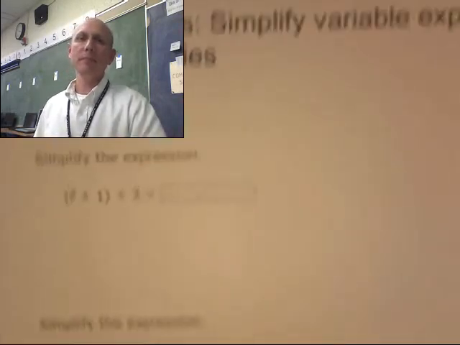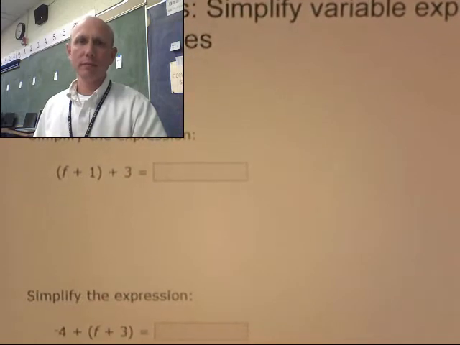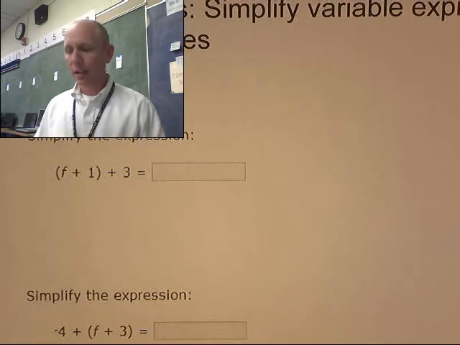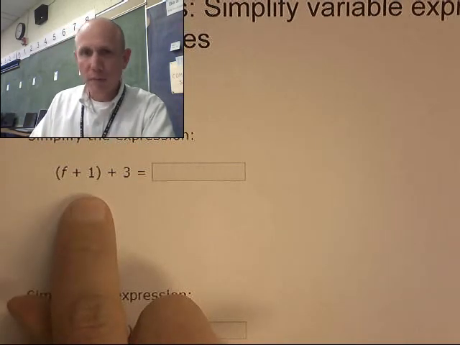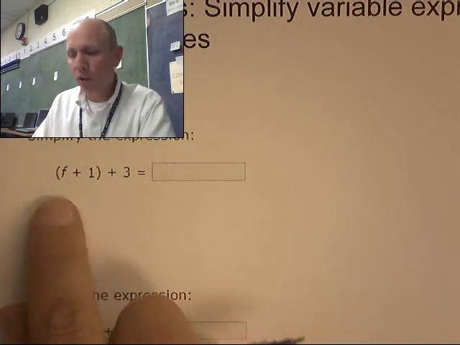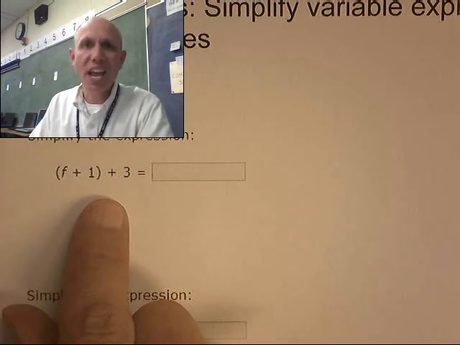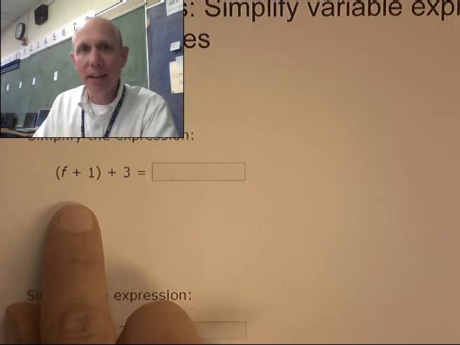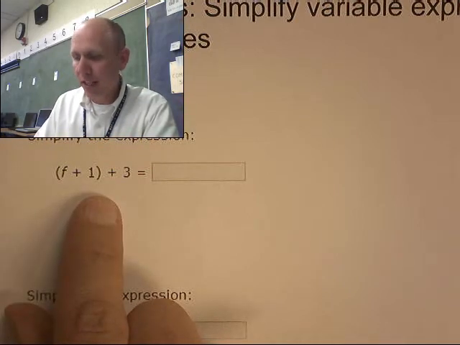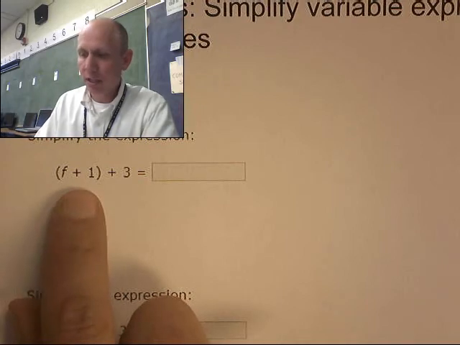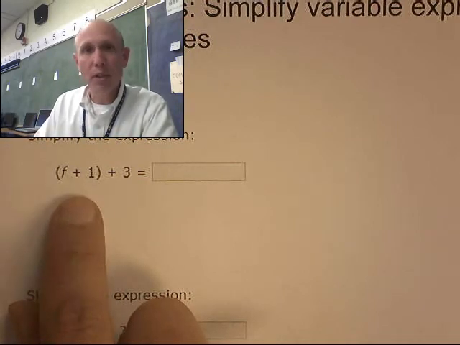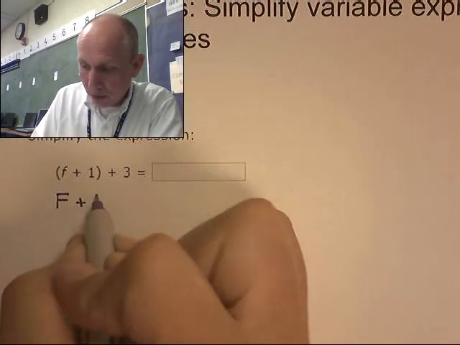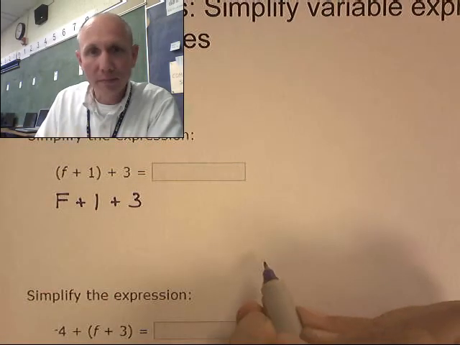Take a look at this. This is f plus 1 plus 3. My question is, do these parentheses do anything for us? These parentheses mean nothing for us. They're not telling us to do anything. There's nothing that I can do inside the parentheses. These parentheses don't help us. So ignore them. F plus 1 plus 3.